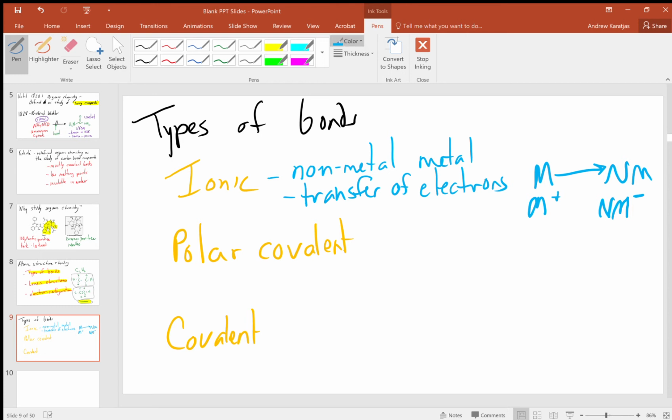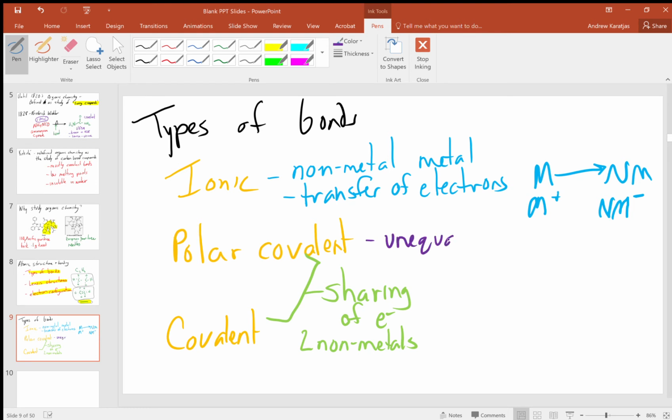The 2 types of covalent bonds have some things in common and some differences. Both of these are the sharing of electrons. And both of these are generally bonds between 2 nonmetals. So what's the difference? Well, the polar covalent is an unequal sharing, whereas the covalent is a pretty much equal sharing of the electrons.